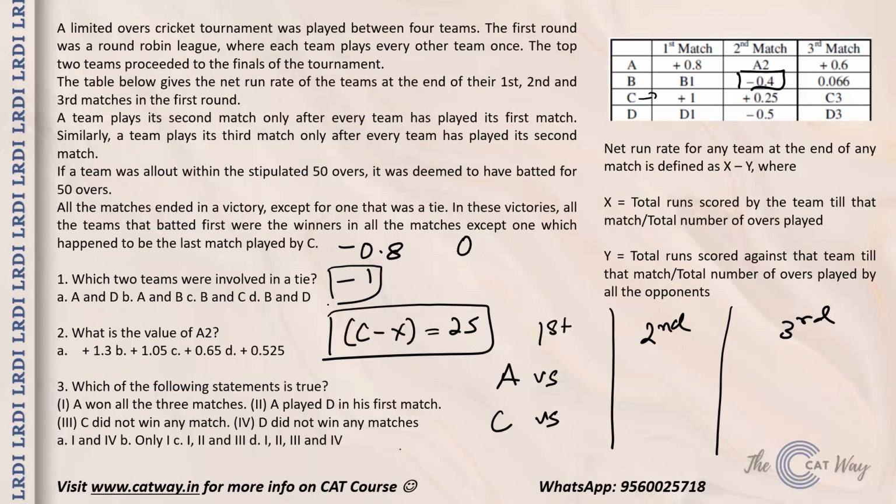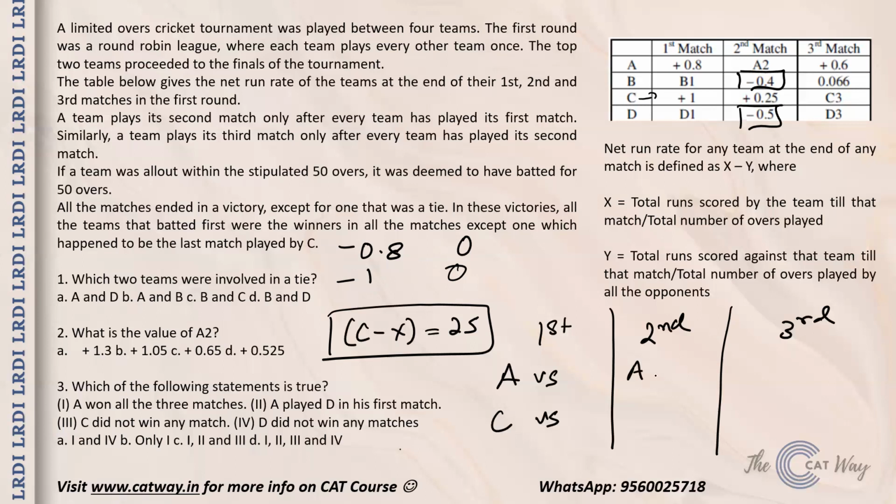And we know that C in the second match lost by 25 runs. So it cannot be B that C played against. And similarly, if you check for D, if D had the possibility of -0.8, that is 40 runs, and now it is at a 50 run loss, that means either D lost the match by 10 runs, or if D had a net run rate of -1, that means D played a draw, they didn't lose or win, so the net run rate still remains the same, a difference of 50 runs. So B and D cannot play against C in the second round.